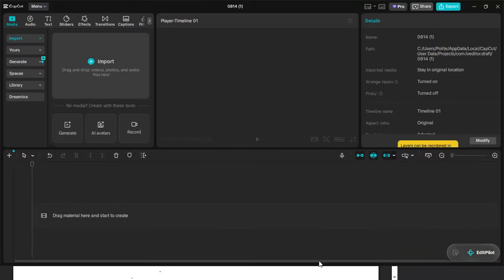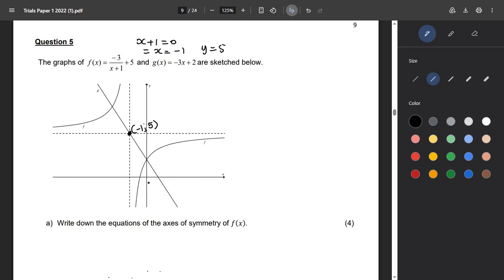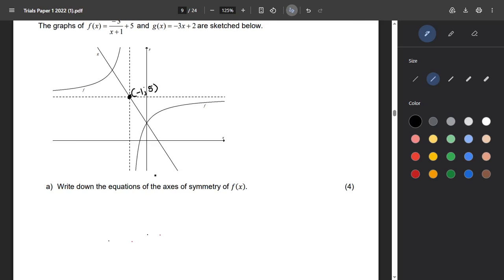Okay, so I think that when you have those asymptotes, that's a very good start, because this means that you understand that the axes of symmetry will pass through that point. Okay, so what I'm going to do, let me just write this down.